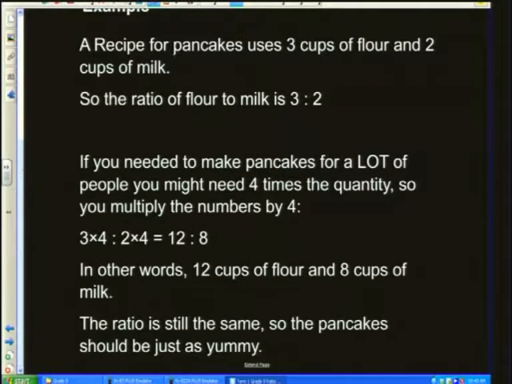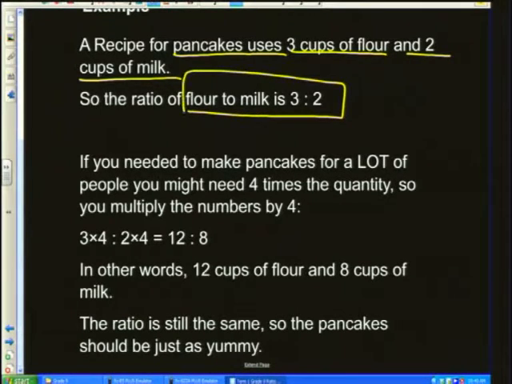A recipe, oh yummy, my favorite pancakes. 3 cups of flour and 2 cups of milk. Right, so this is the recipe for pancakes. 3 cups of flour and 2 cups of milk. So the ratio of flour to milk is therefore 3 is to 2. I think that is quite clear, isn't it?